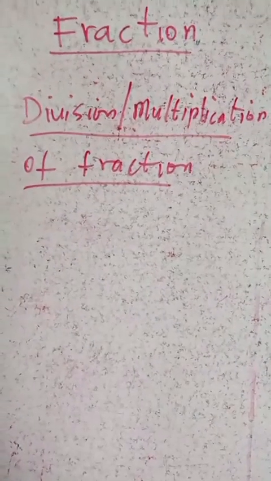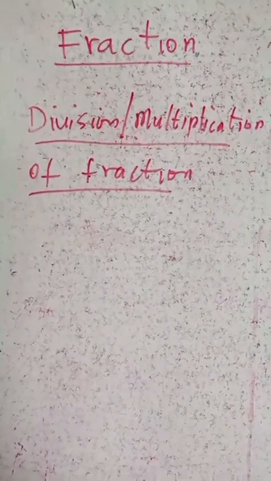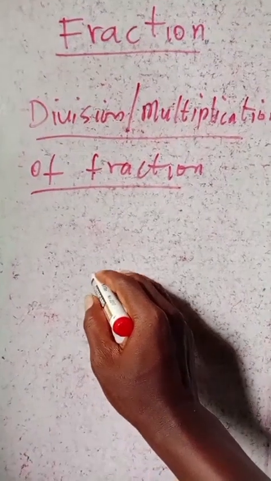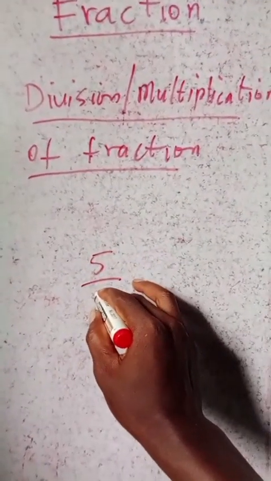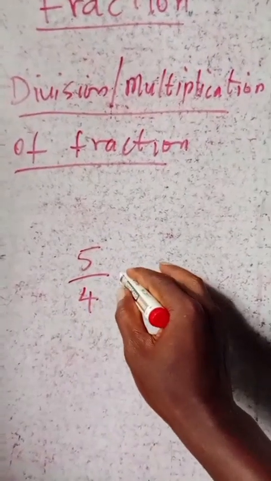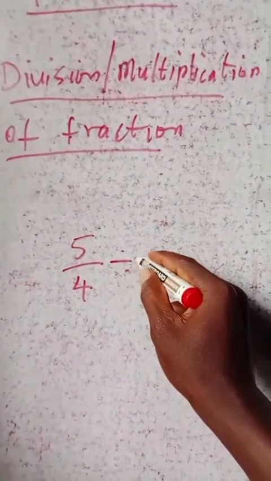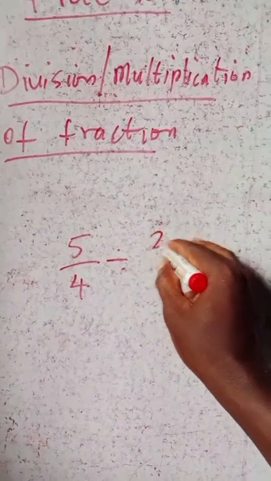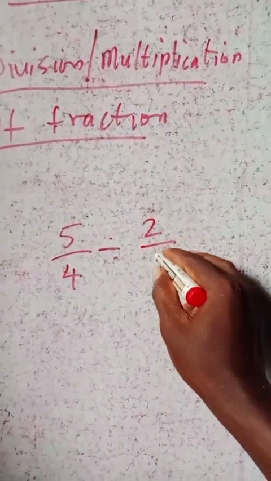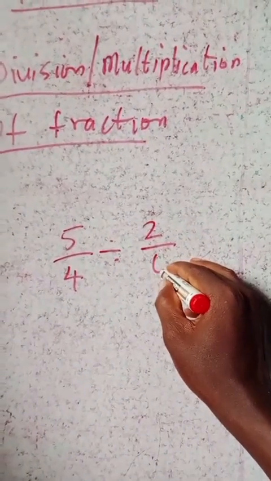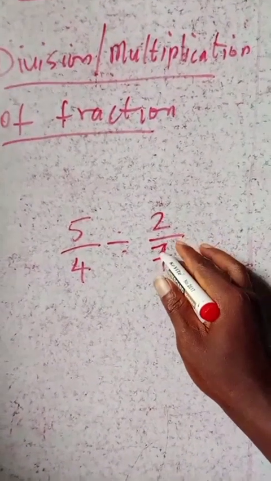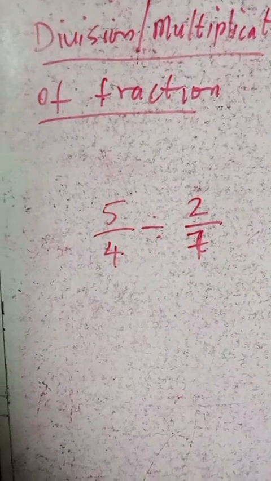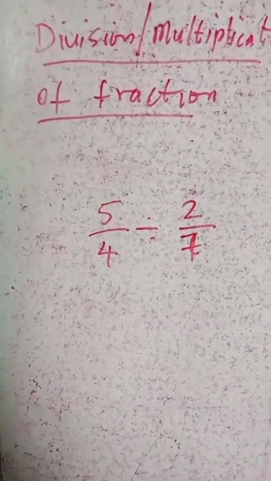But when it comes to division of fractions, for instance, if you are asked to divide 5 over 4 divided by, let's say, 2 over 6, or maybe 2 over 7. Okay, let's say 2 over 7. Okay, 5 over 4 divided by 2 over 7.